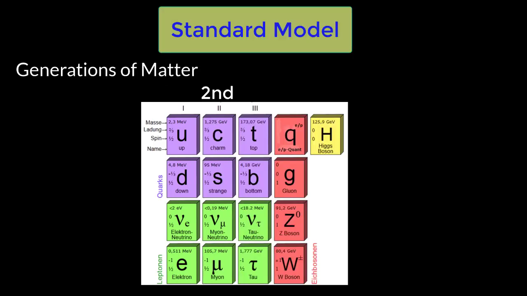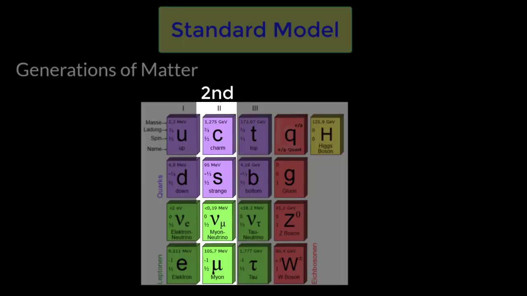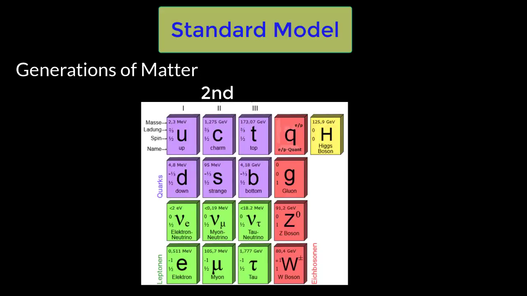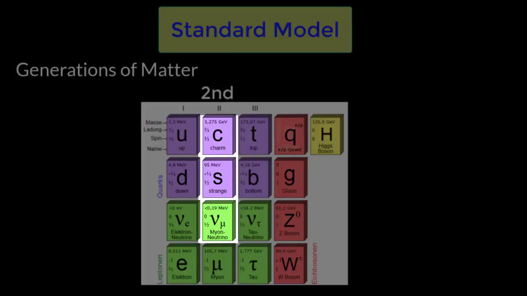In the second generation of matter, we have particles similar to the first generation. They are almost exactly the same but are massive and unstable. These are muons, which are like electrons but more massive and unstable. When formed, muons rapidly decay into electrons. The second generation also includes charm and strange quarks that we discussed earlier, and muon neutrino.